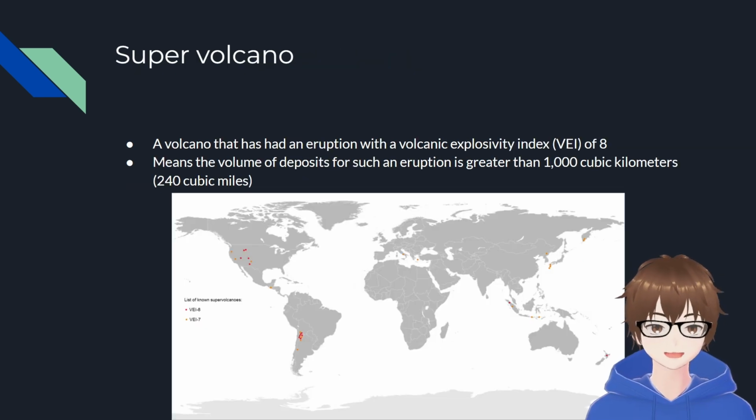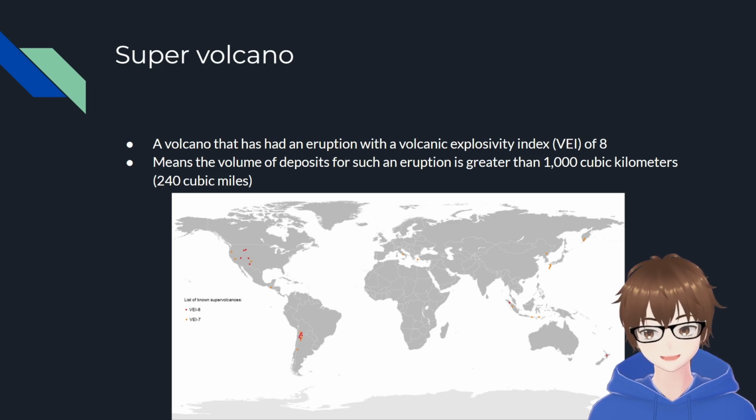So, since we were talking about the VEI or explosivity index, we should talk about the number 8s, the supervolcanoes. A supervolcano is a volcano that has had an eruption with a volcanic explosivity index VEI of 8. And it means the volume of deposits for such an eruption is greater than 1,000 cubic kilometers or 240 cubic miles.